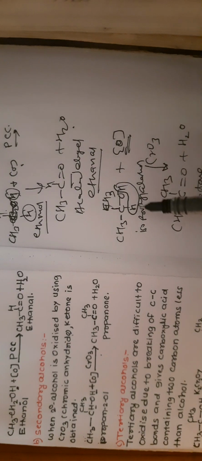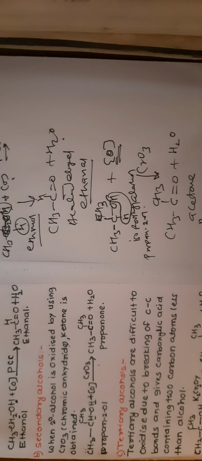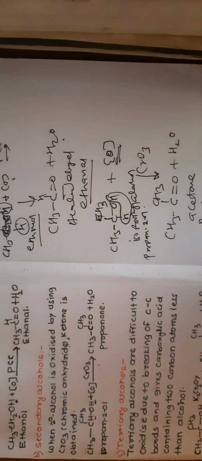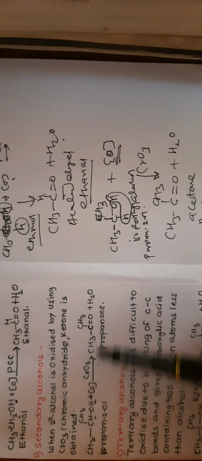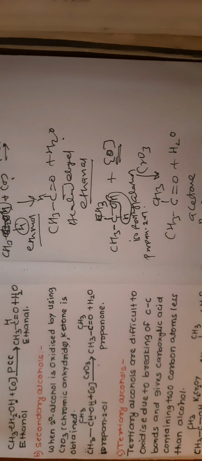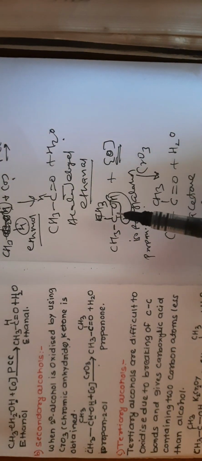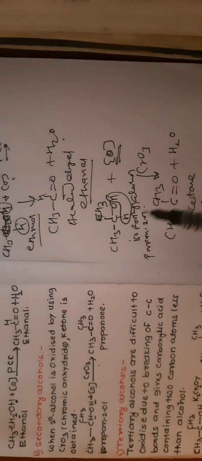Conversion of isopropyl alcohol or propanol into acetone, or it is also known as propanone. Here I have given this reaction: CH3CHOHCH3 in the presence of CrO3 gives CH3COCH3 plus H2O. It is regarding the secondary alcohol.